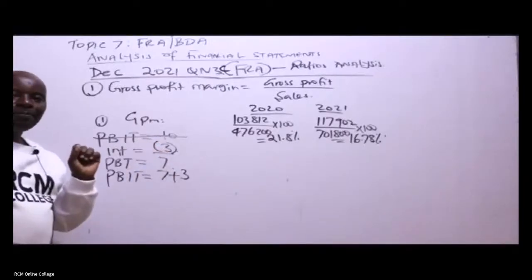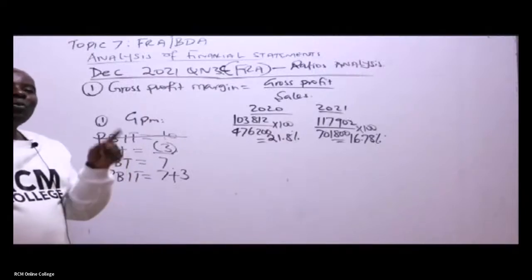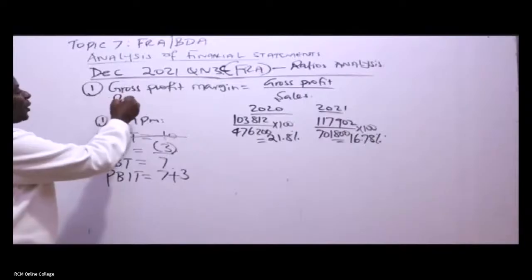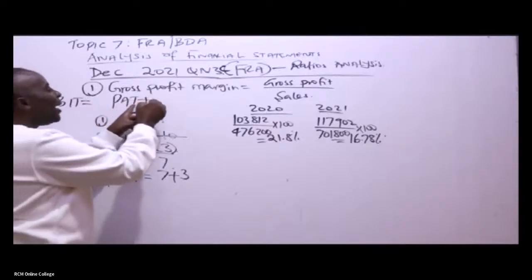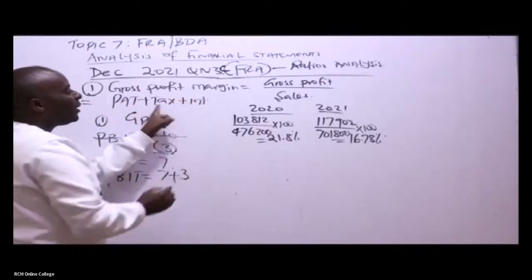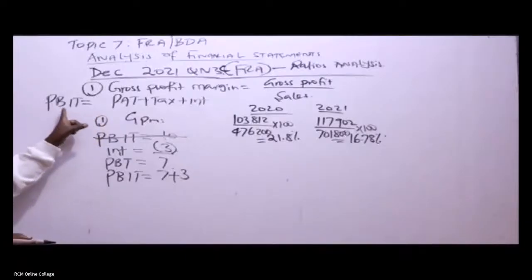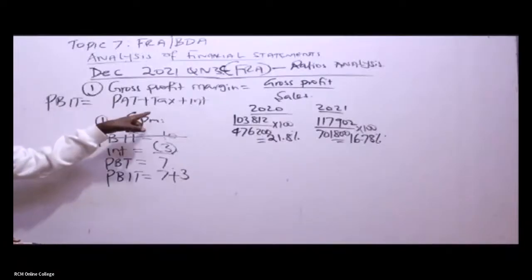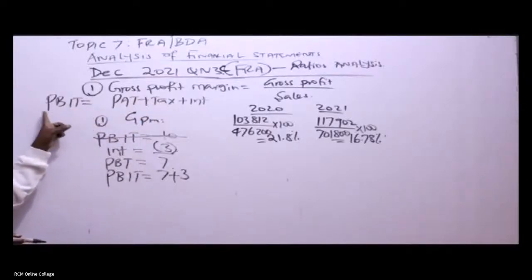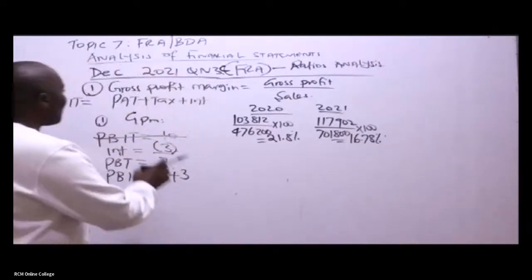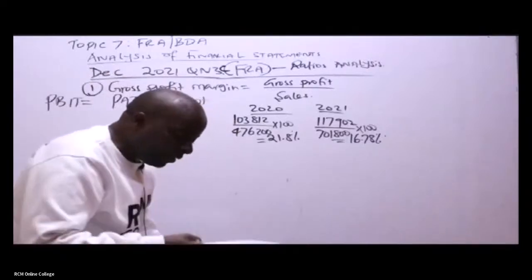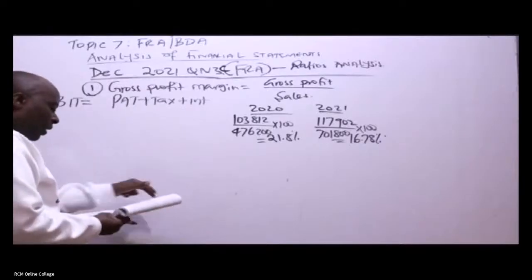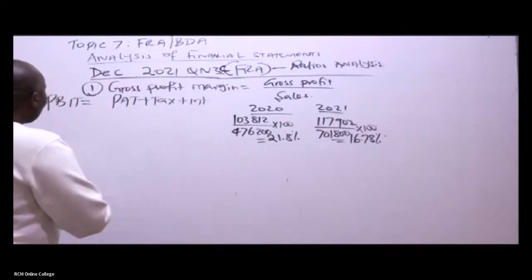And at times they even give you profit after tax. If they give you profit after tax and you want to get PBIT, you will add back tax, and then you add back interest, because this is profit before interest and tax. So you add back tax and you add back interest to get this PBIT. It's a very easy concept, really. Like in this question we are doing here, they have given me PBT.